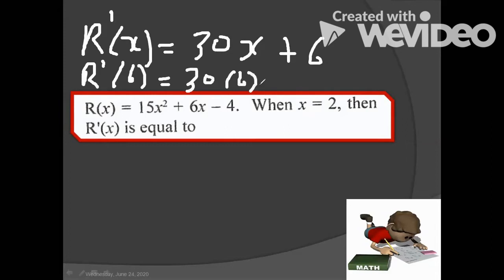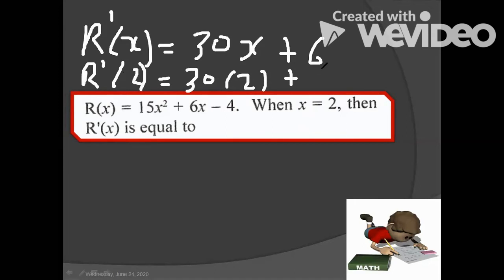Sorry, not 6. It's 2. Just testing your skills, you know. Just testing your skills. Alright. So it's actually 2. I actually didn't realize it was 2.